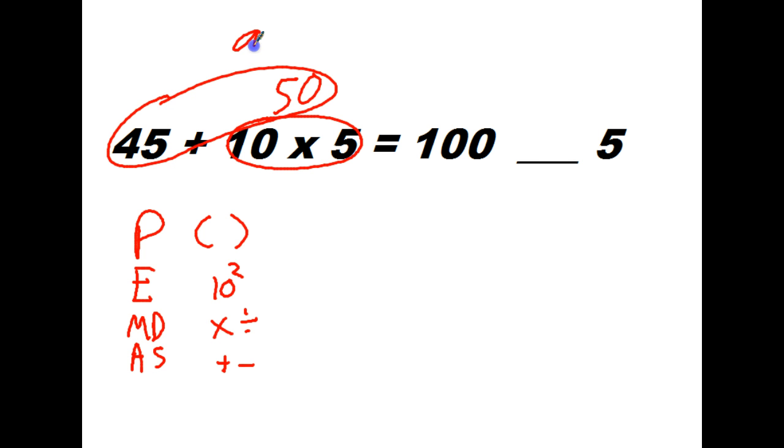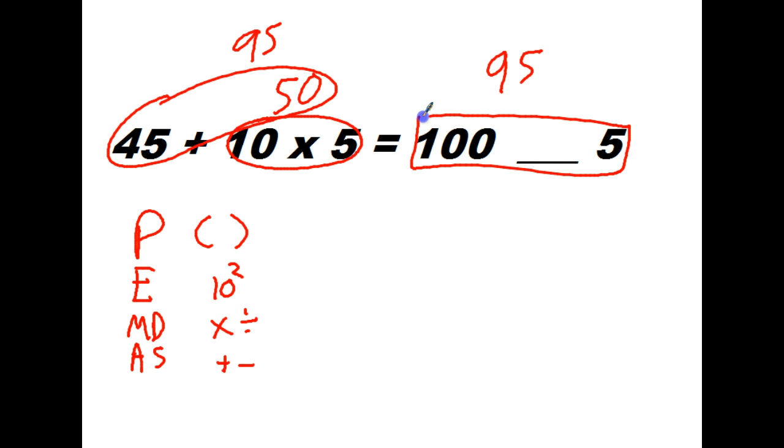45 plus 50 gets me to a 95. So this side has to equal 95. 100 something 5 is going to get me to 95. My answer is getting smaller, so I'm either subtracting or dividing. Try out the subtracting. 100 minus 5, take a nickel off a dollar, 95 cents.